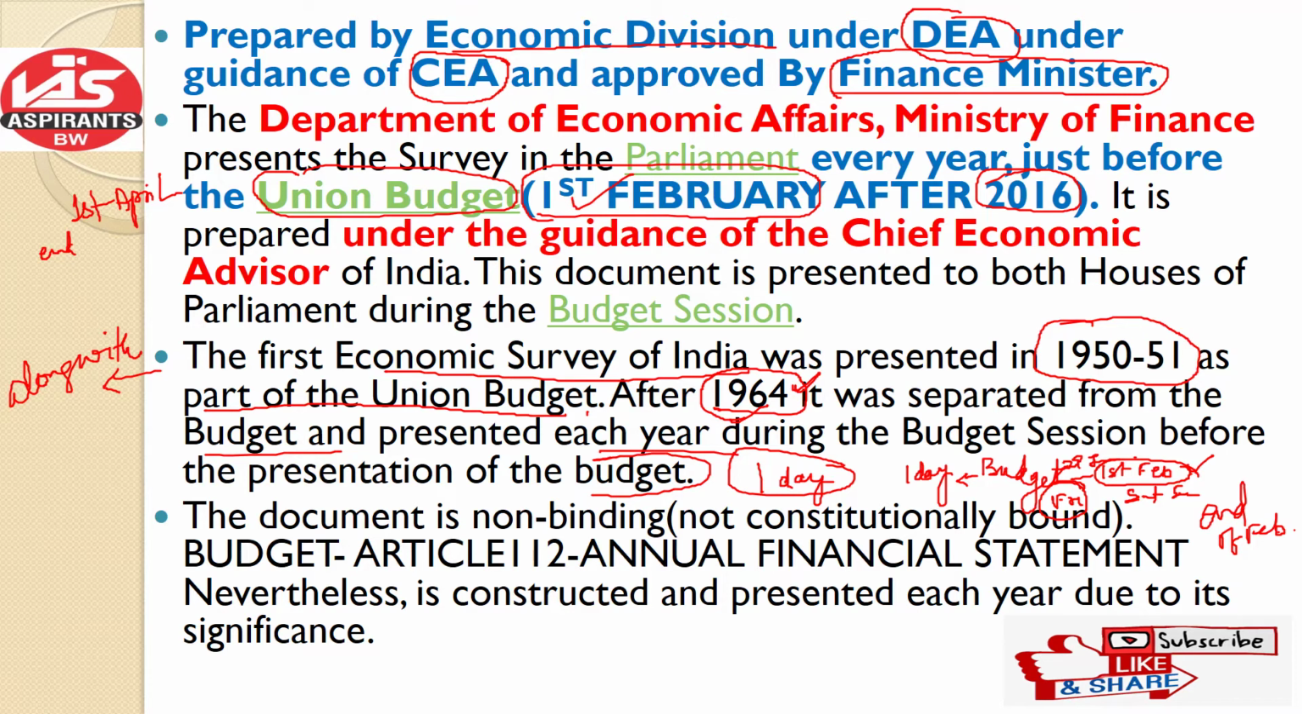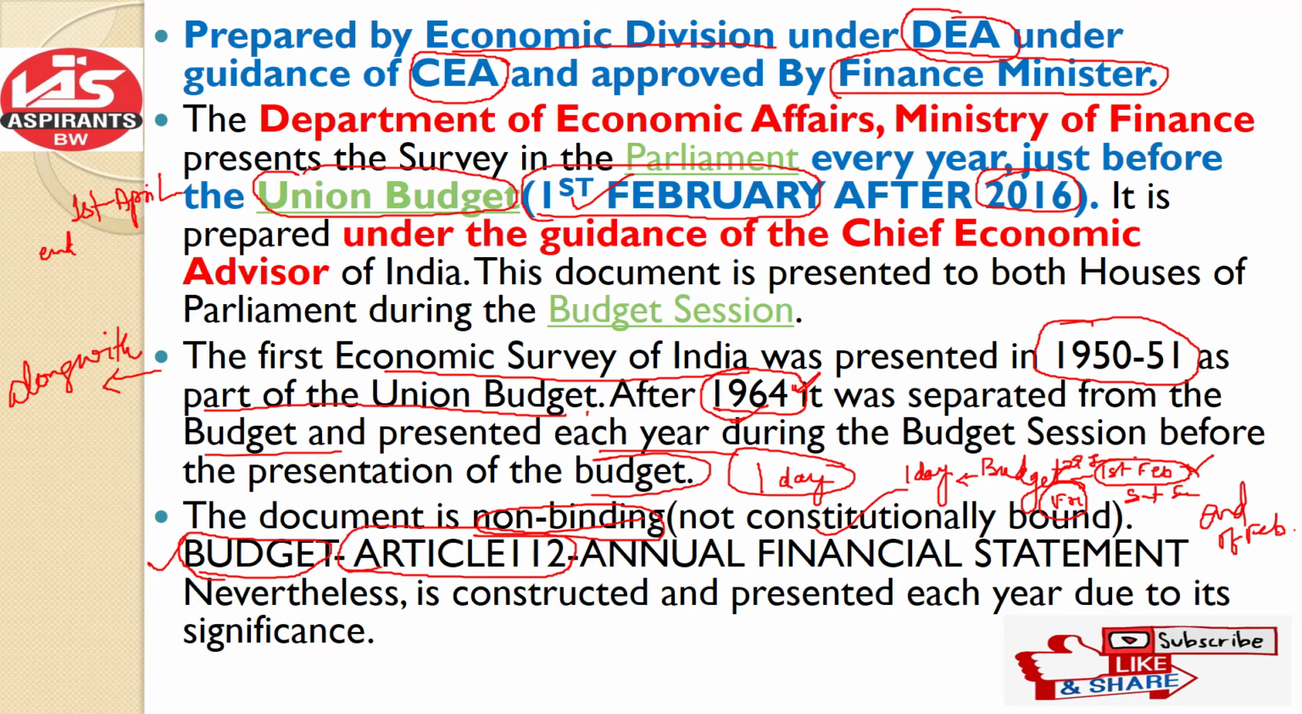Now is this economic survey binding on the government of India? Are the policy recommendations which are given by the survey binding on the government of India? So the answer is no. It is a non-binding document and the government of India is not constitutionally obligated to follow this. Now, if I talk about the budget, which is also known as the annual financial statement, it is obligatory for the government of India to table it in the parliament. Why? Because it is given directly in the constitution through article 112.